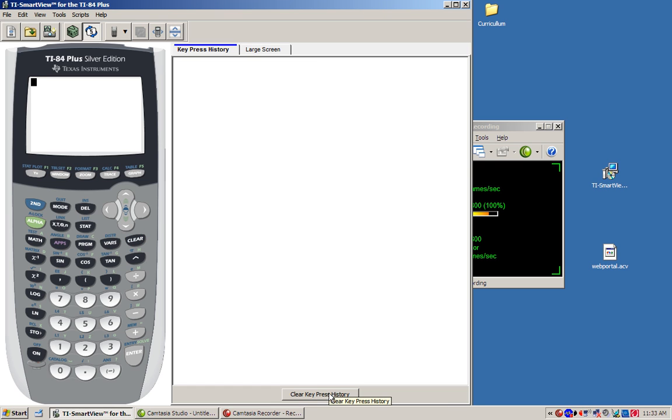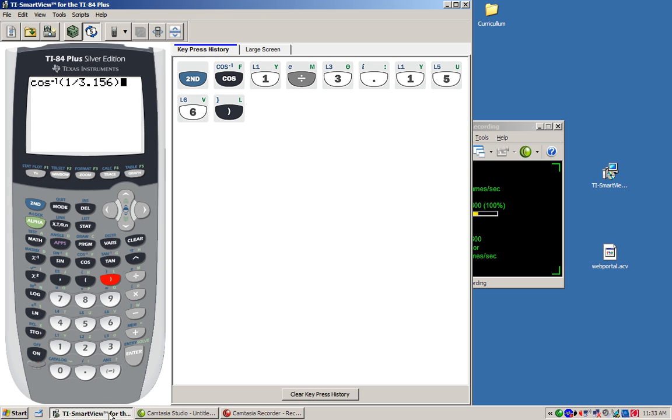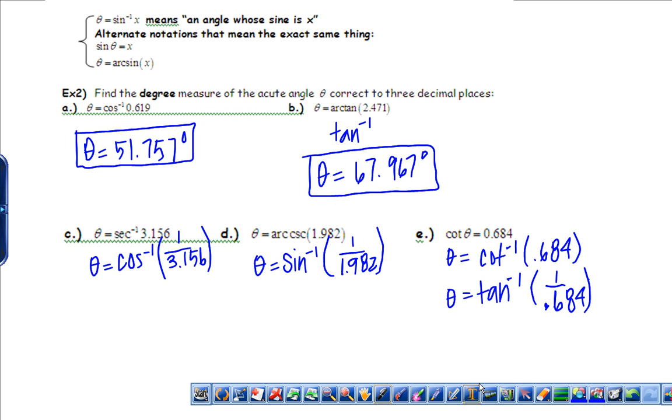So I'm going to plug in the cosine. You're going to say arc cosine of 1 over 3.156, and enter. That should be about 71 degrees. We still are rounding to 3 decimal places, so 71.527. So the degrees is 71.527 degrees.